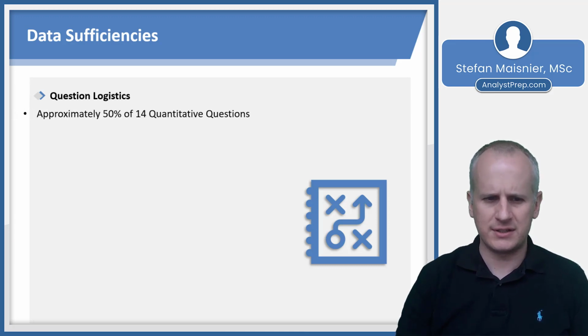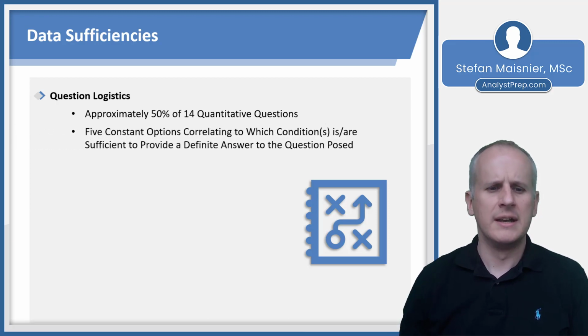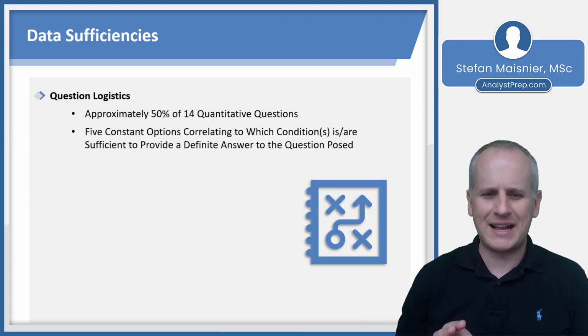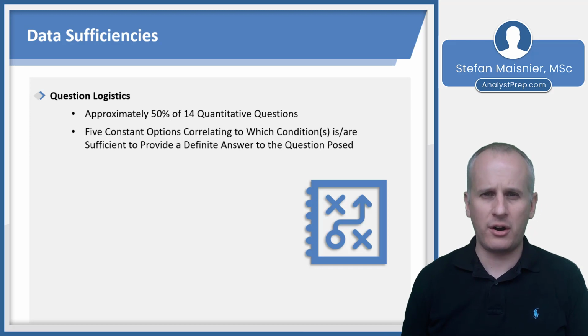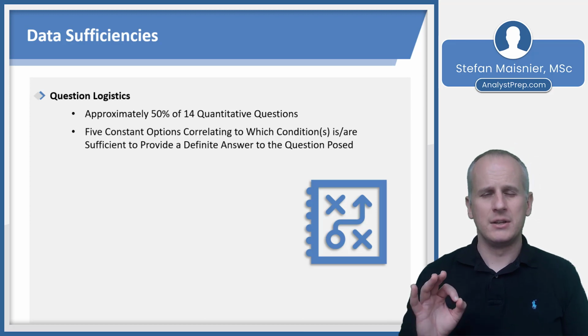So, the logistics of the problem: they're basically 50% of the 14 quantitative questions that you'll encounter in an Executive Assessment quantitative section. You're going to have 5 constant options, though. The answer choices never change. They're going to correlate to which conditions are or is sufficient to provide a definitive answer to the question posed without you fully solving for it.